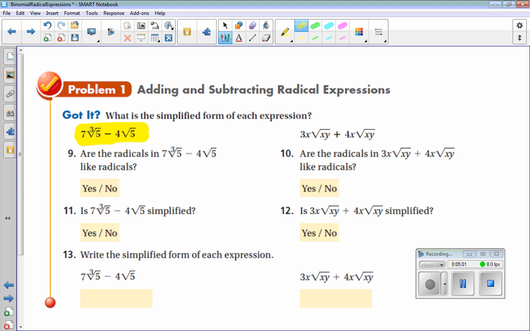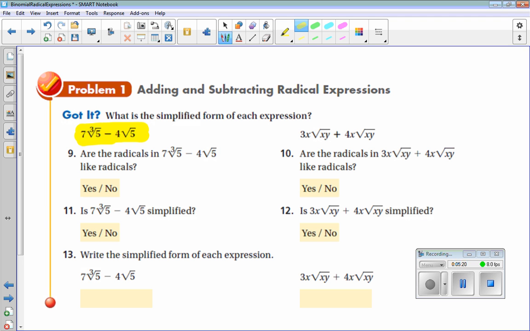Am I allowed to add or subtract those radicals? Yes or no? No, I cannot. Why not? Say it louder. The index is not the same. The indexes are not the same.